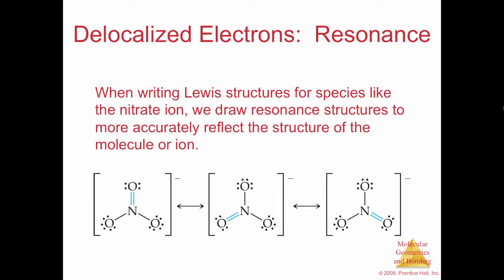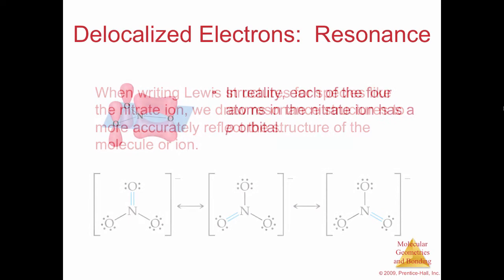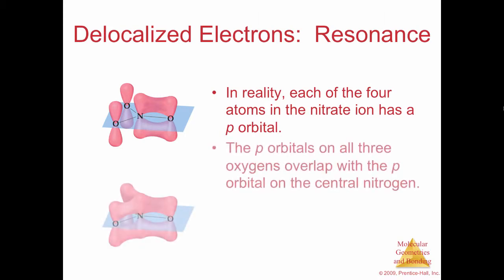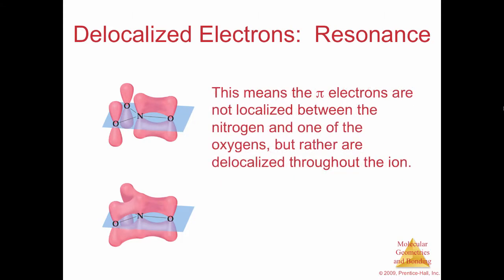Delocalized electrons. We're going to talk about resonance again. When writing Lewis structures for species like the nitrate ion, we draw resonance structures to more accurately reflect the structure of the molecule or ion. In reality, each of the 4 atoms in the nitrate ion has a p orbital. The p orbitals on all 3 oxygens overlap with the p orbital on the central nitrogen. This means the pi electrons are not localized between the nitrogen and one of the oxygens, but rather are delocalized throughout the ion.